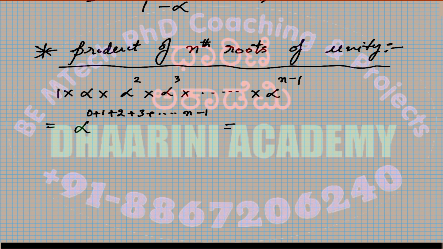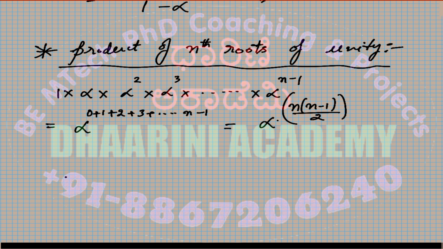So it's very clear now, alpha to the power 1 plus 2 plus 3 plus 4 dot dot dot up to n minus 1 is nothing but n into n minus 1 by 2, correct? So this is n into n minus 1 by 2. This is in the power.